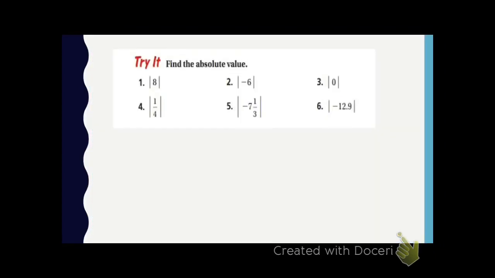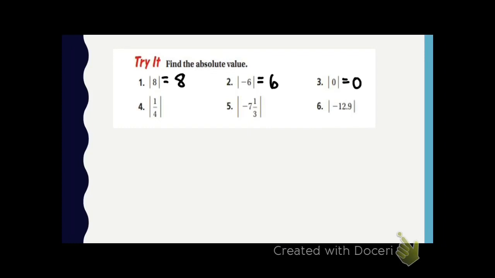All right, let's try to find the absolute value of these numbers. What would the absolute value of 8 be? Hopefully you're saying 8, because 8 is 8 places from 0. What about the absolute value of -6? I'm hoping you said 6, because -6 is 6 places from 0. What about the absolute value of 0? What is that going to be? It's going to be 0.